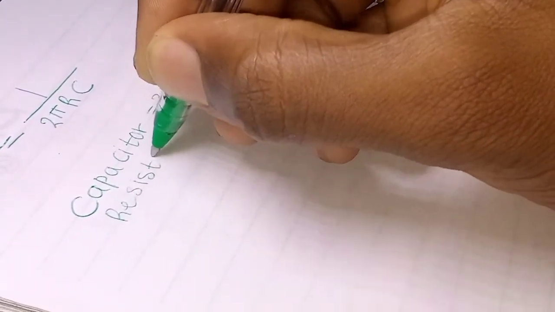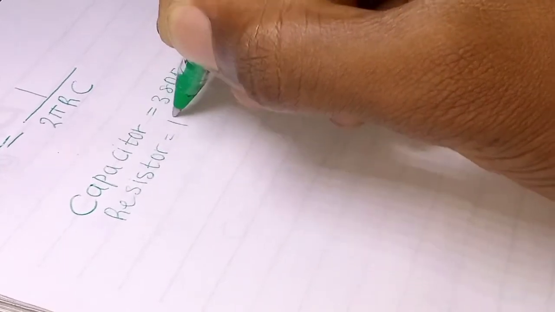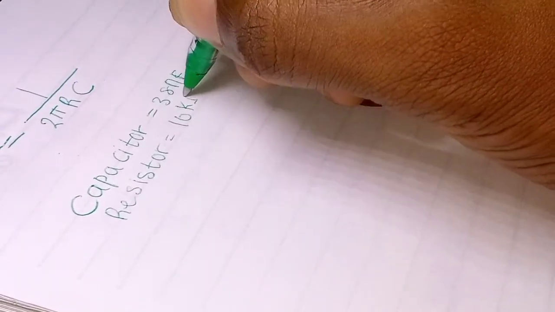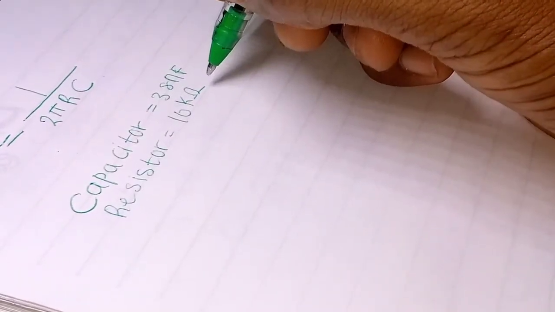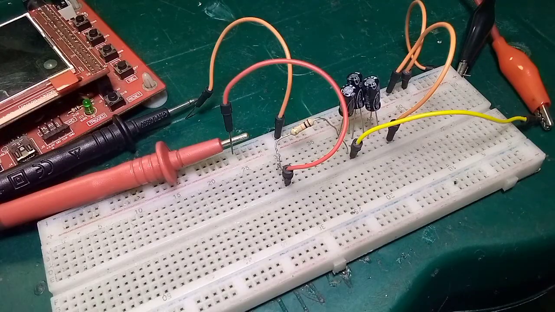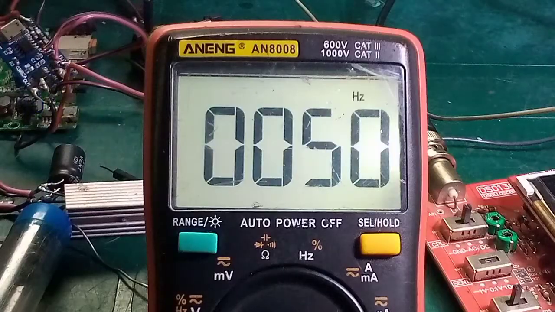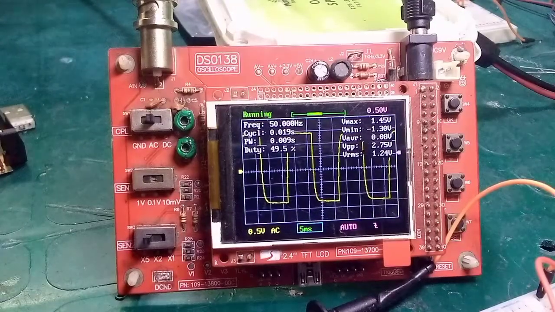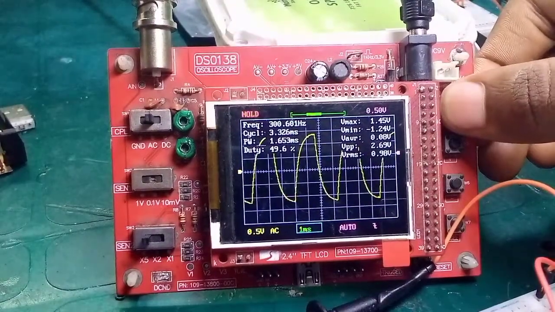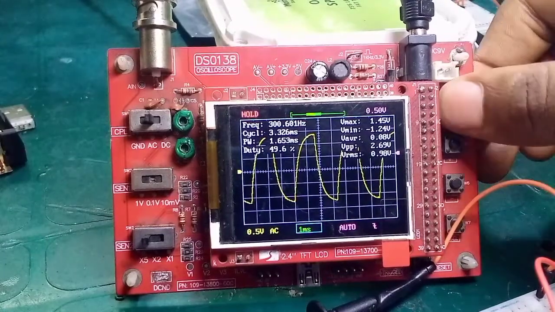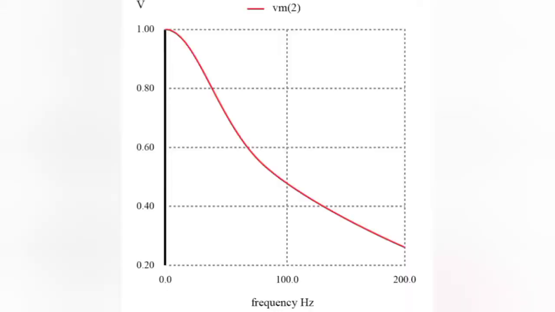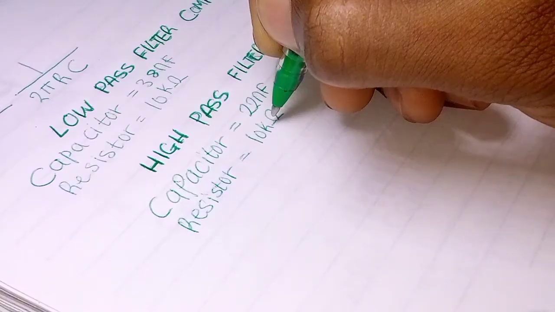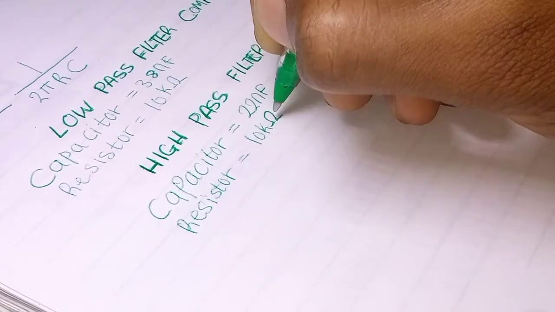Now to start with the low pass filter, using this formula I got the value of 38 nanofarads for the capacitor and 10 kilo ohms for the resistor. I hooked everything onto a breadboard and ran tests of the setup, and surprisingly the circuit started shunting the frequencies at around 300 Hz. So if you wanted to plot a graph on this, you would get a curve like this.